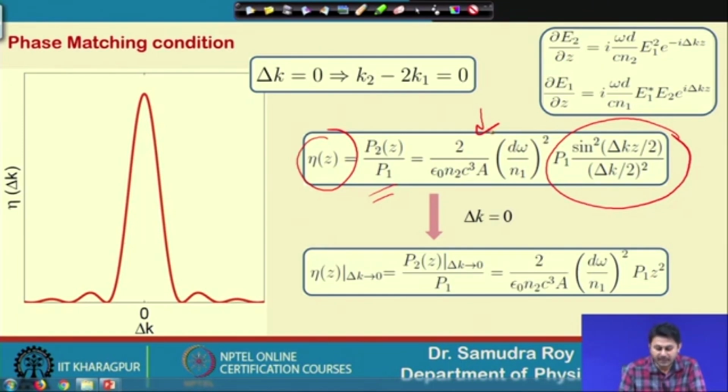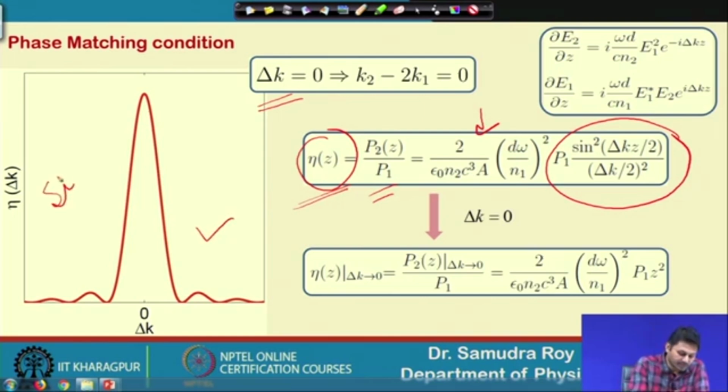Now, what happens if I want to improve this efficiency? We know that the value of efficiency itself is very small, but still there is a possibility that we can improve this value. So, in order to improve the value of this efficiency eta, it is better that we plot this as a function of delta k. So, delta k is what? Delta k is the phase mismatch. So, if I plot this entire quantity, efficiency, for a fixed z, as a function of delta k, then we will get this kind of function, which is nothing but the sinc function.